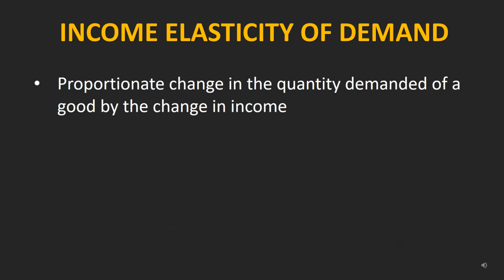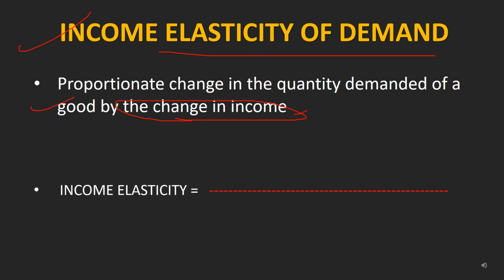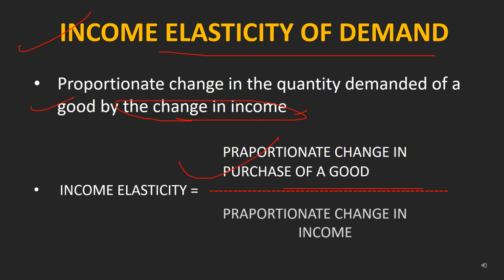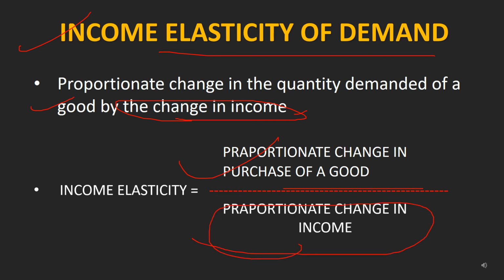Now next one, the third type of elasticity of demand, that is income elasticity of demand. What is income elasticity? Proportionate change in the quantity demanded of a good due to change in income. So quantity demanded changes due to change in customers' income. There is one formula for income elasticity of demand, that is proportionate change in purchase of a good divided by proportionate change in income. So this is income elasticity.